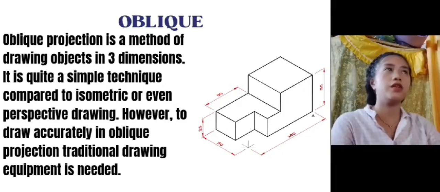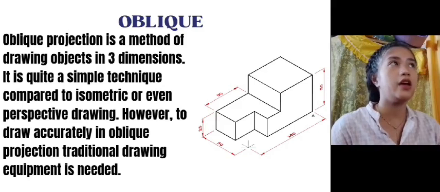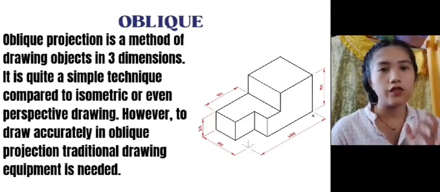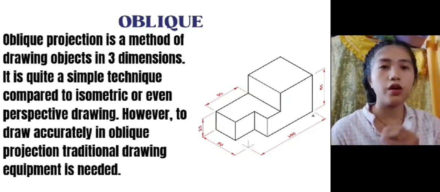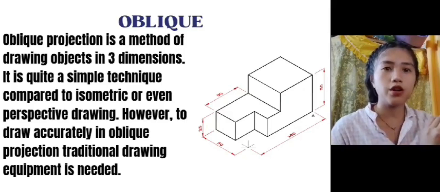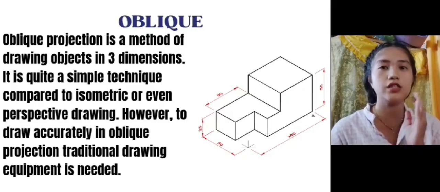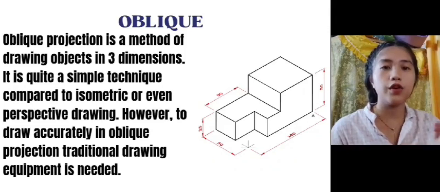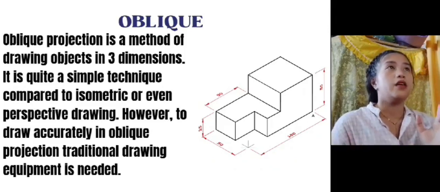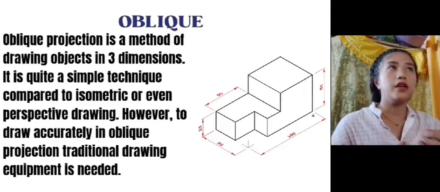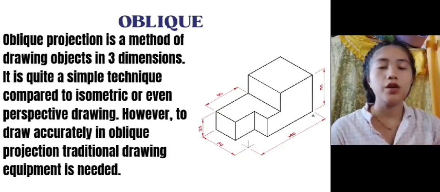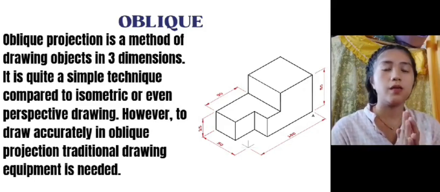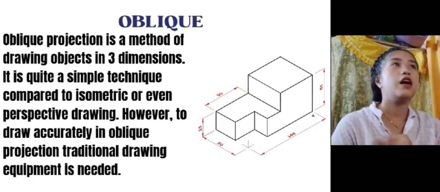So, the oblique drawing, daw, is a way of drawing an object in a 3D form. But it's easier if we use isometric drawing, because with oblique drawing, the measurements are not the same when you draw. To draw oblique projection accurately, you need to use proper drawing materials, just like I said, our traditional tools like a ruler or T-square.